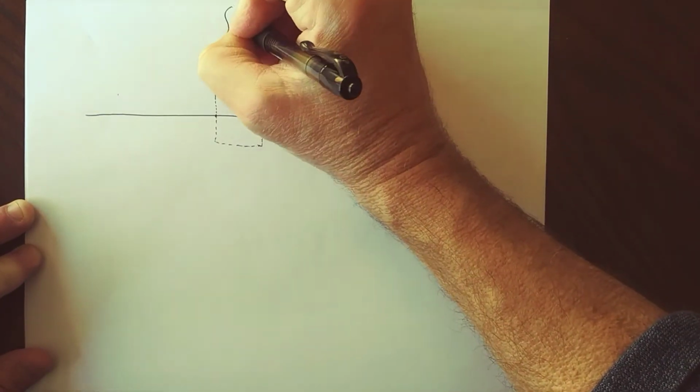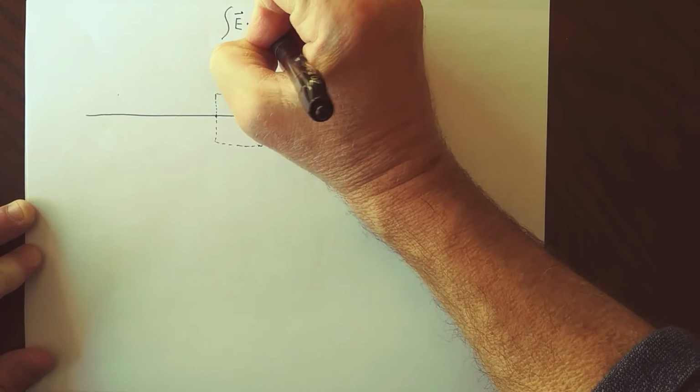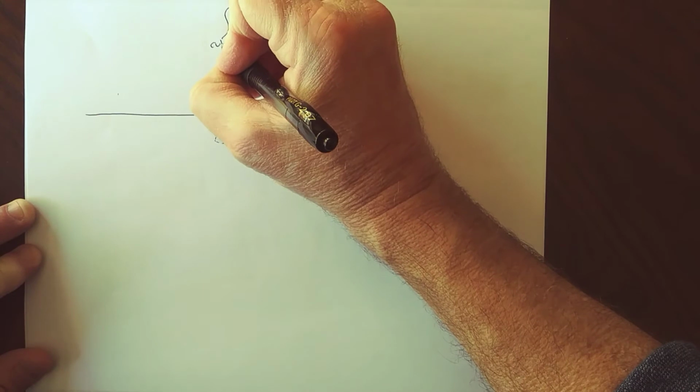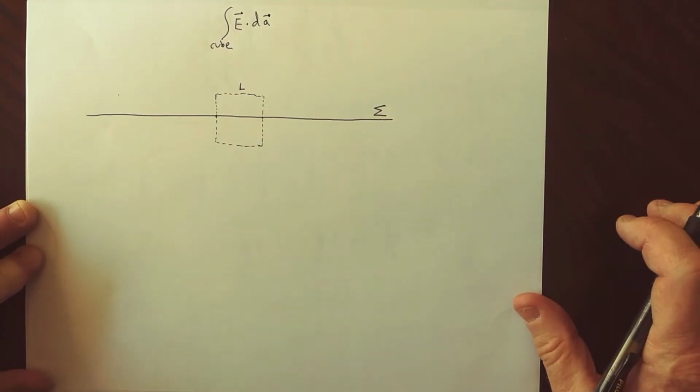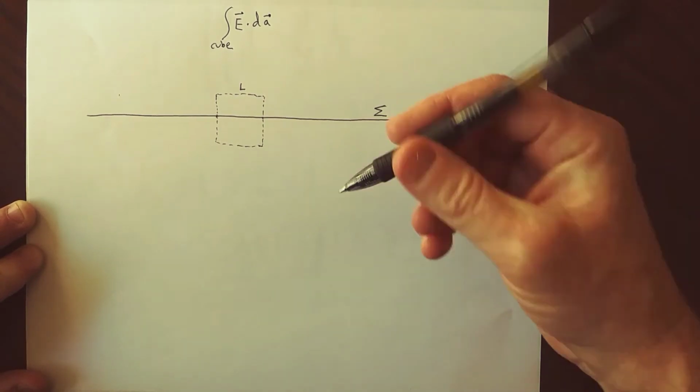So the electric flux through the cube is, by definition, the integral of the electric field over the surface of the cube. We need to do that calculation, and we can do it either by brute force or using Gauss's law. So let's do both because they're both straightforward in this case.